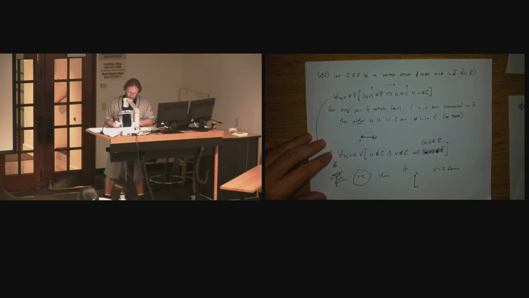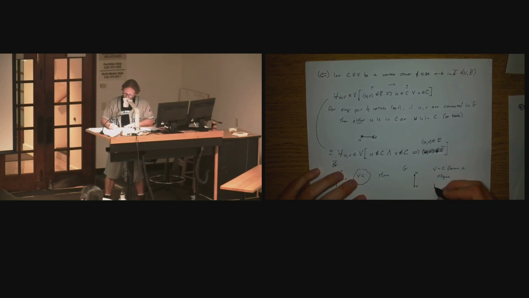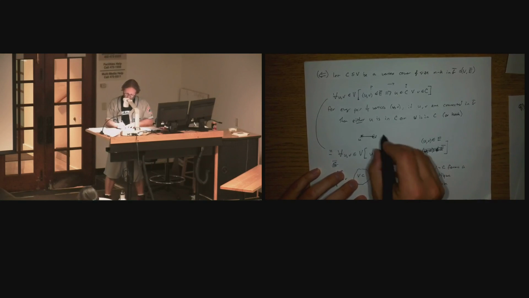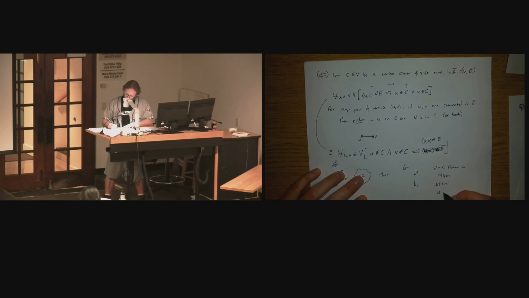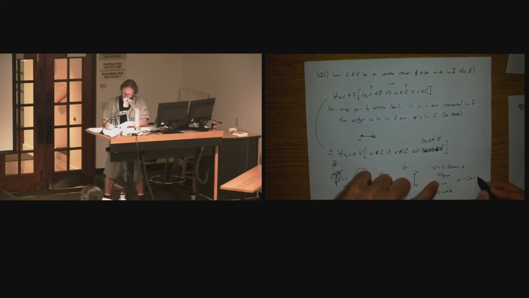Everything is highly connected. So V without C forms a clique. How big is it? Well, the size of V is n. We said that the size of the vertex cover here is going to be n minus k. Therefore, if I start with n and subtract everything outside of it, then I get k. It forms a clique of size k. And all you had to do is take the contrapositive.